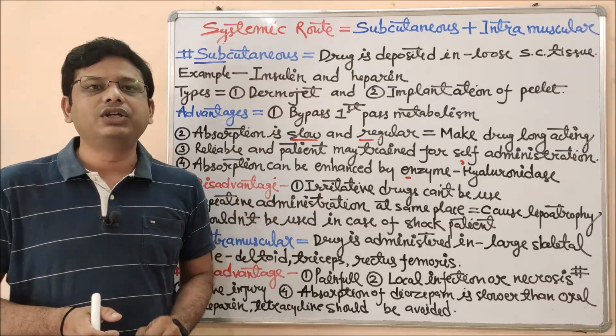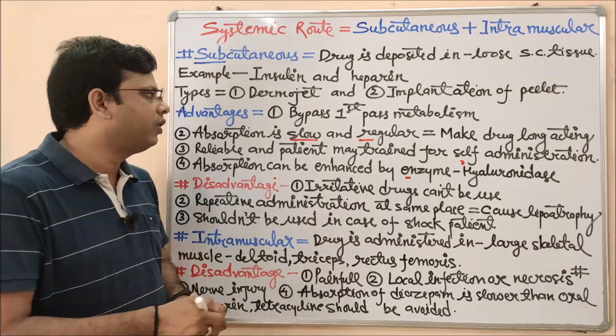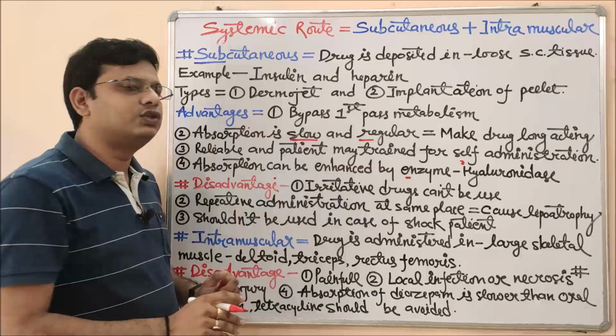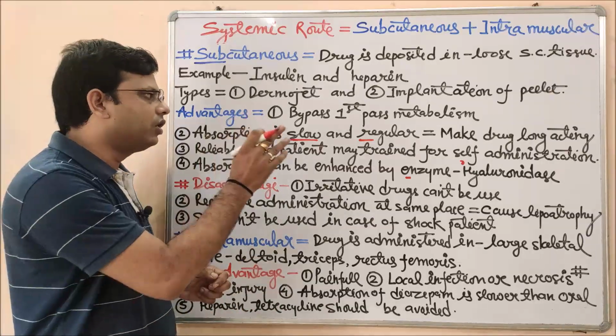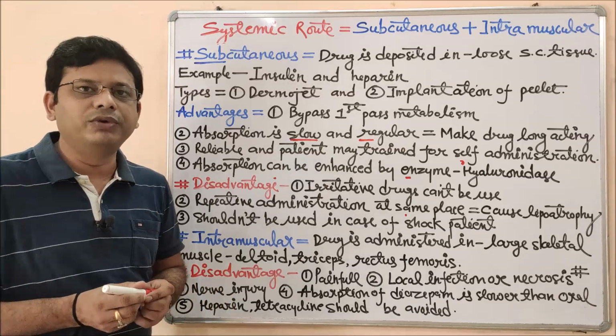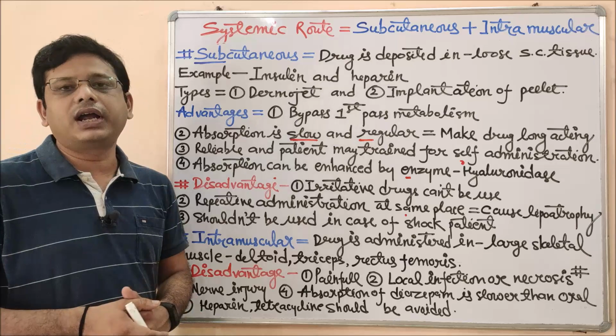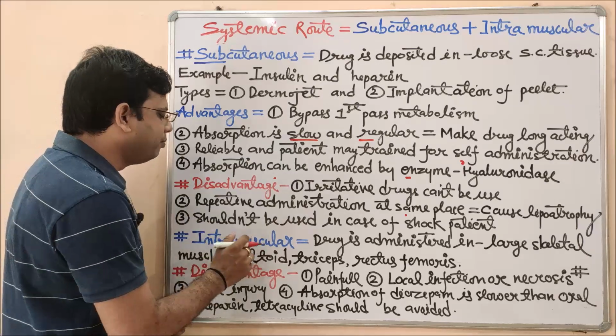So if anyone is having shock, in that case the drug should not be given, because the absorption will not be proper and the promise of slow and regular release will be broken down there. So this is not indicated for those patients who have shock, cardiovascular shock or hypovolemic shock or any other type of shock. Coming to the next route of drug administration, that is intramuscular.